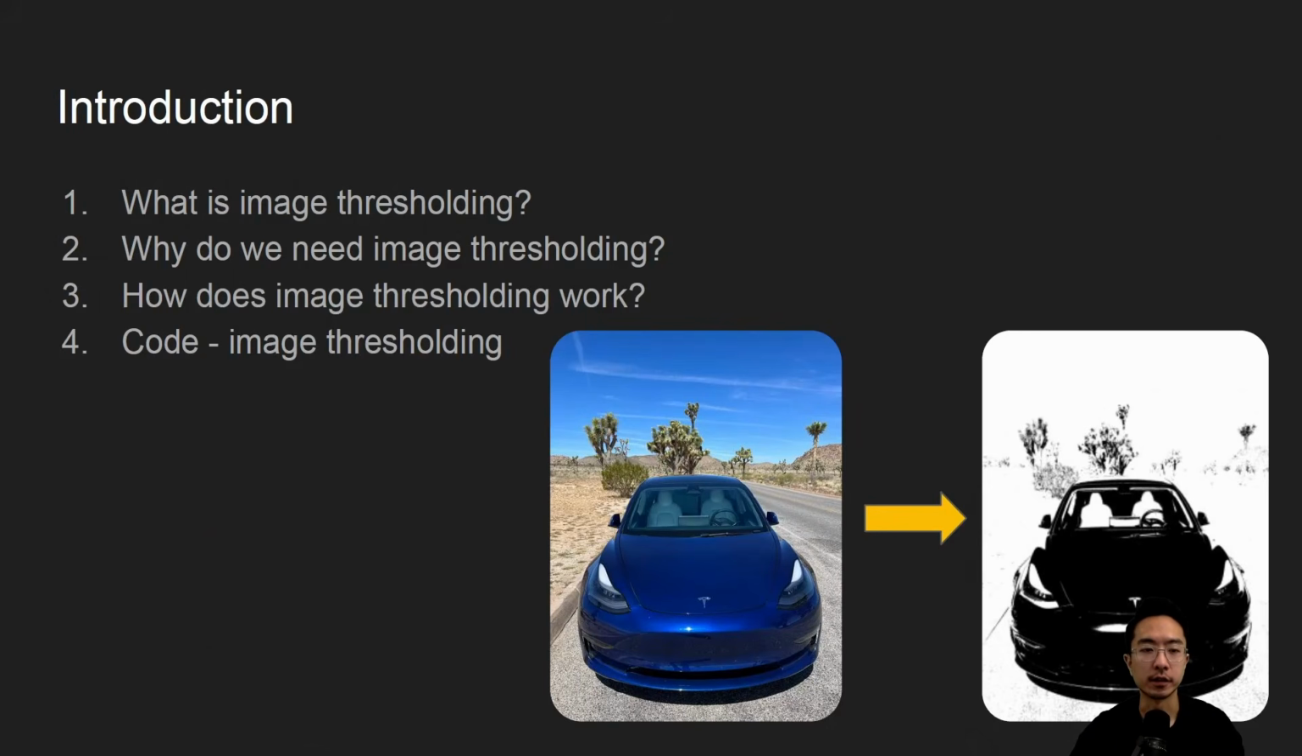All right, in this video, we're going to talk about image thresholding in OpenCV using Python. So we'll start off by saying what it is, why do we need it, how does it work, and jump straight into a coding example. So by the end of this video, we'll be able to see how we could go from this image here on the left to this image here on the right.